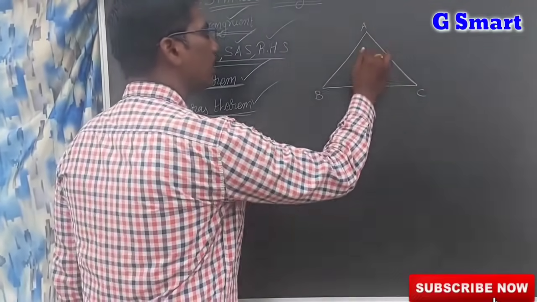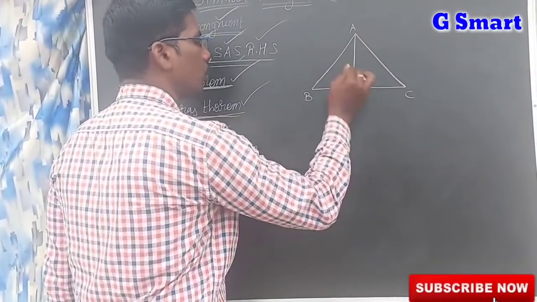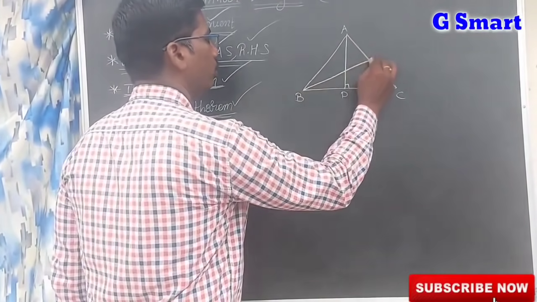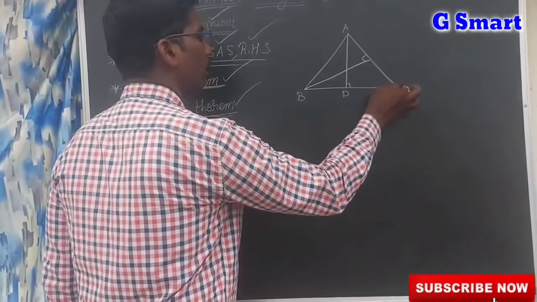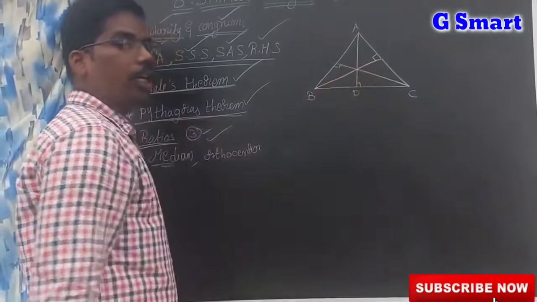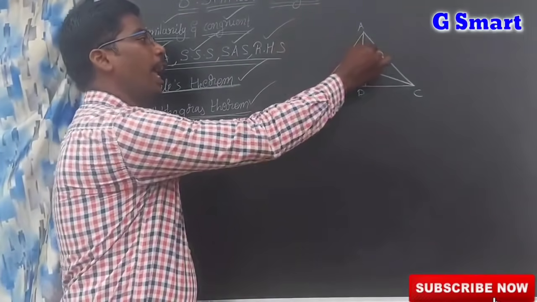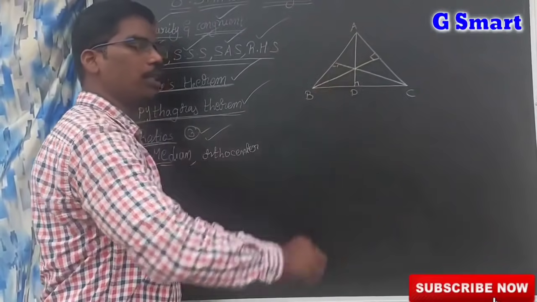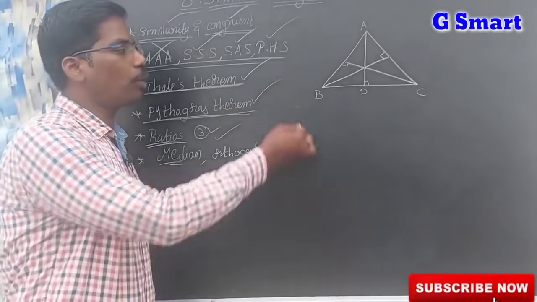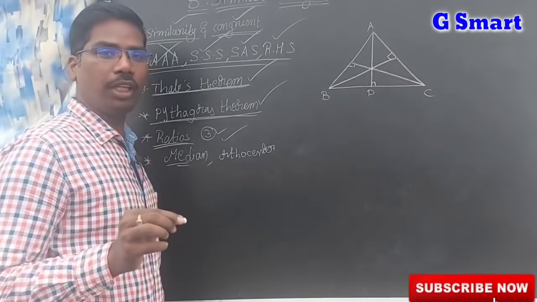Now see here, this is a perpendicular drawn to BC. This is a perpendicular drawn to AC. This is a perpendicular drawn to AB. The point of concurrence of altitudes in a triangle. Altitude means what? A line segment drawn from a vertex to the opposite side. A perpendicular line segment drawn from a vertex to the opposite side is called an altitude. This is also called the height of the triangle.